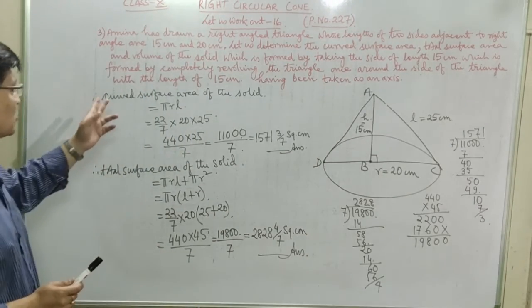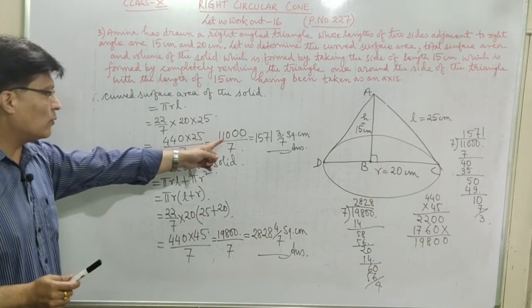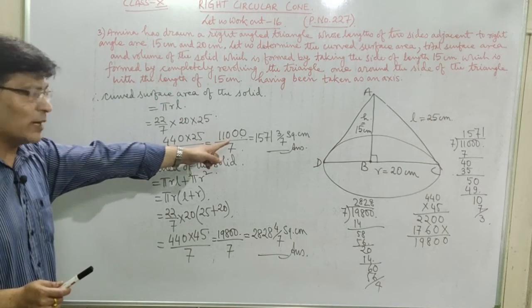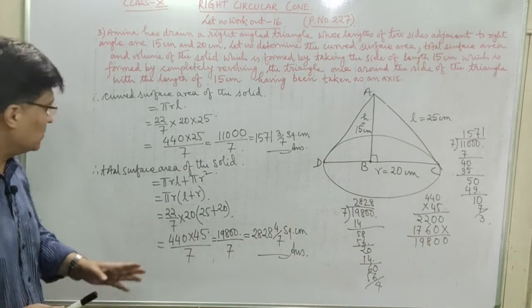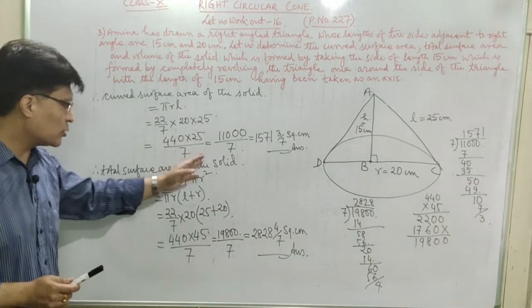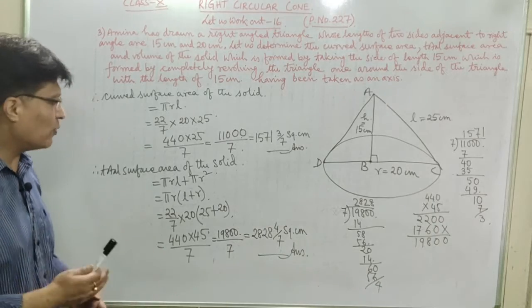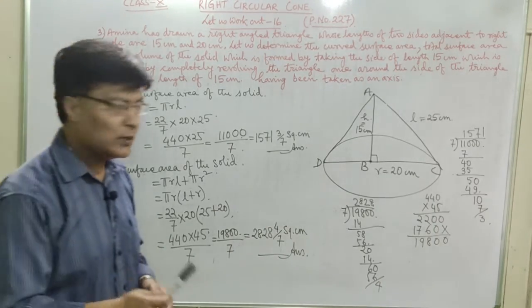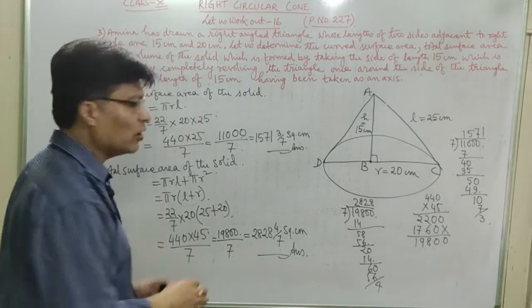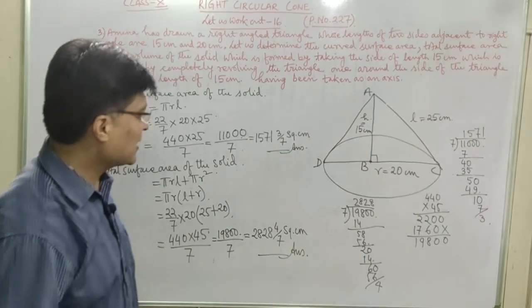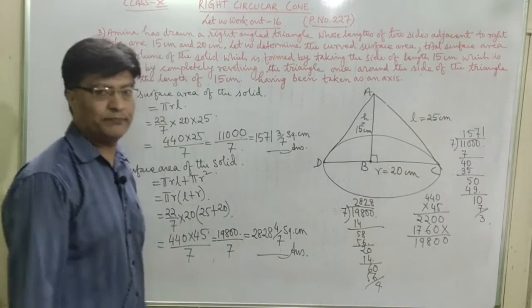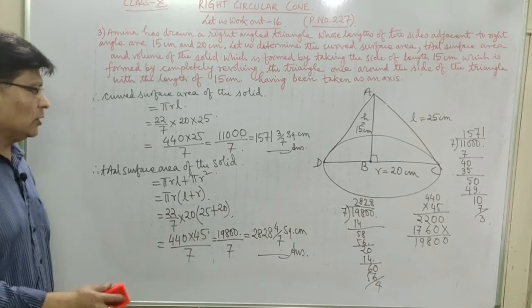So we have calculated the curved surface area of the solid, that is 1571 and 3 by 7 square centimeter. And what is the total surface area of the solid? It is 2828 and the fraction is 4 by 7 square centimeter. Now we have to calculate the volume of the solid. So let us calculate the volume of the solid. So I think you copied it.